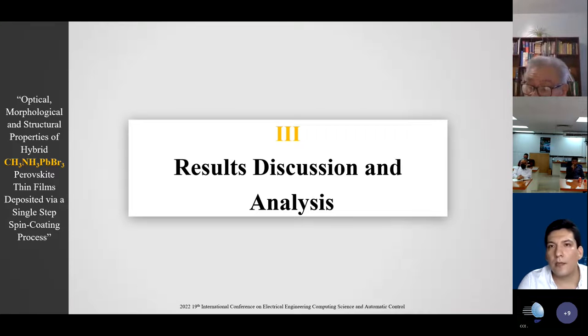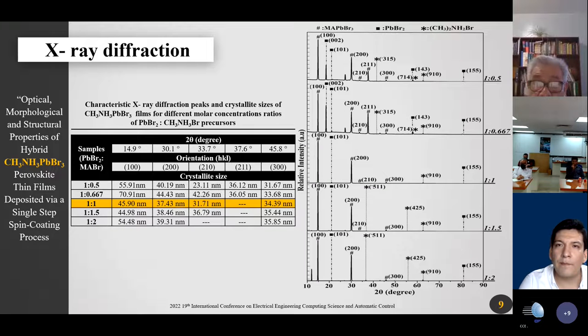Result discussions and analysis. X-ray diffraction. These following figures show the XRD patterns of methyl ammonium lead tribromide films. Notice the material obtained is polycrystalline. Previously reported diffraction peaks of the methyl ammonium lead tribromide cubic crystalline phase are observed, according to the planes 100, 200, 210, 211, and 300. The plane 210 does not appear for the 1:2 ratio. Also, the plane 211 only appears for the 1:0.667 and 1:0.5 ratios. This latter is slightly shifted 0.3 degrees due to modifications in the crystalline lattice parameters.